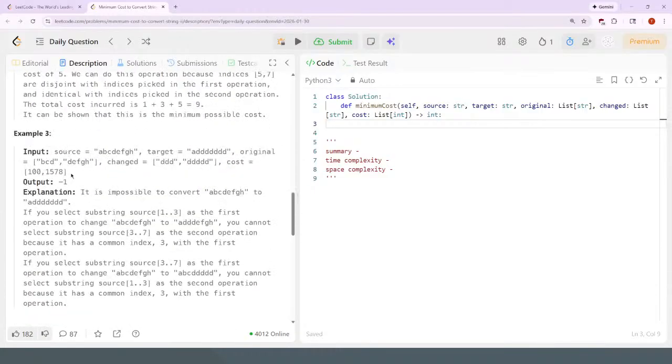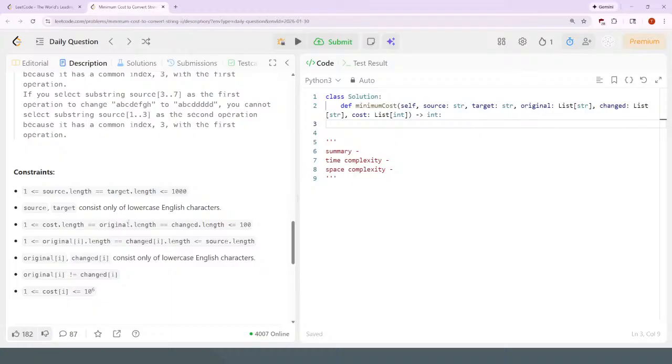Interesting. Also interesting that they didn't have an example covering that case. Or I guess this is an example covering that case. Yeah, okay. BCD can be changed to DDD, and then DFG could be changed to DDD, but you can't do both because D is not disjoint. Okay. Well, at least I understand what's going on.